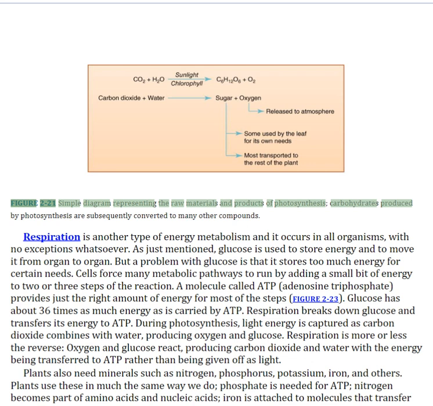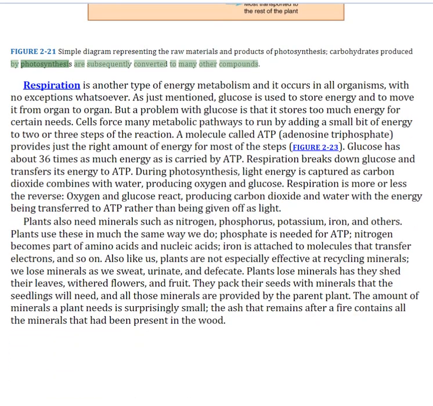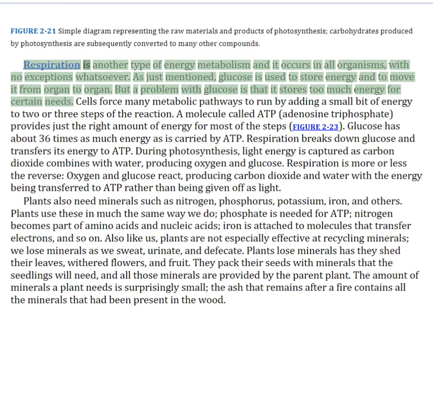Figure 2, 21. Simple diagram representing the raw materials and products of photosynthesis. Carbohydrates produced by photosynthesis are subsequently converted to many other compounds. Respiration is another type of energy metabolism, and it occurs in all organisms, with no exceptions whatsoever. As just mentioned, glucose is used to store energy and to move it from organ to organ.